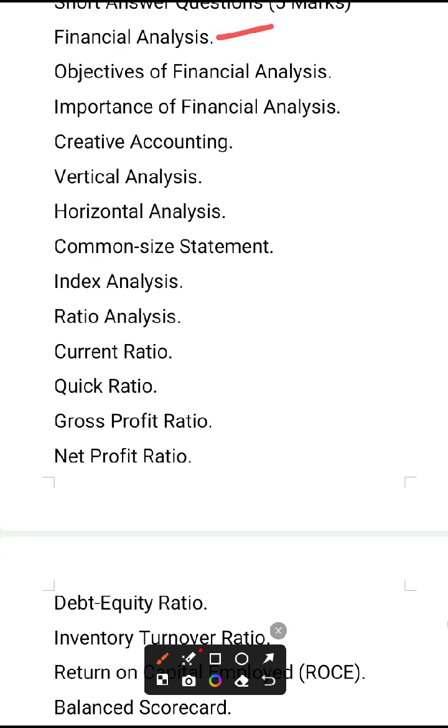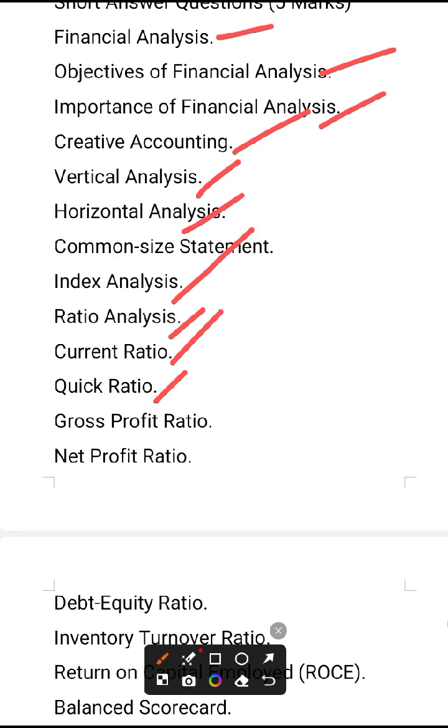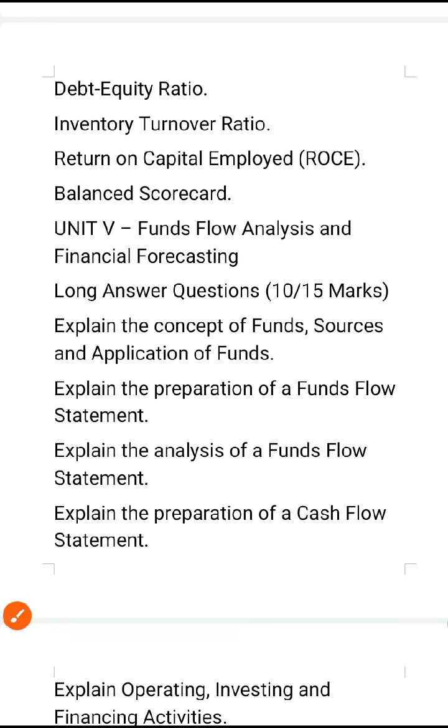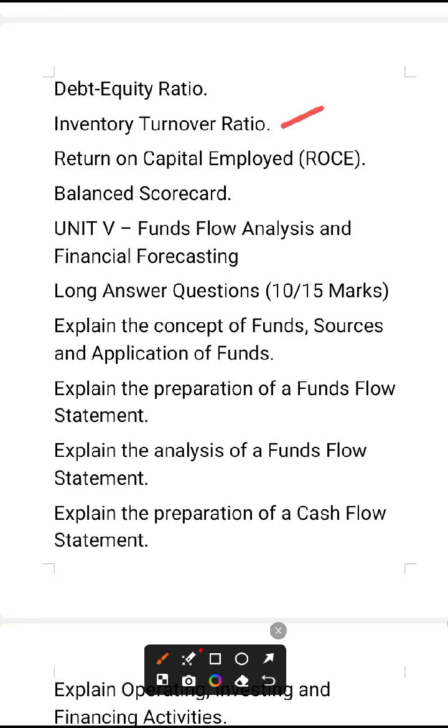Here: financial analysis, objective of financial analysis, importance of financial analysis, creative accounting, vertical analysis, horizontal analysis, common size statement analysis, index analysis, ratio analysis, current ratio, quick ratio, gross profit ratio, net profit ratio, inventory ratio, return on capital employed, balanced scorecard, debt equity ratio. These are all financial analysis.